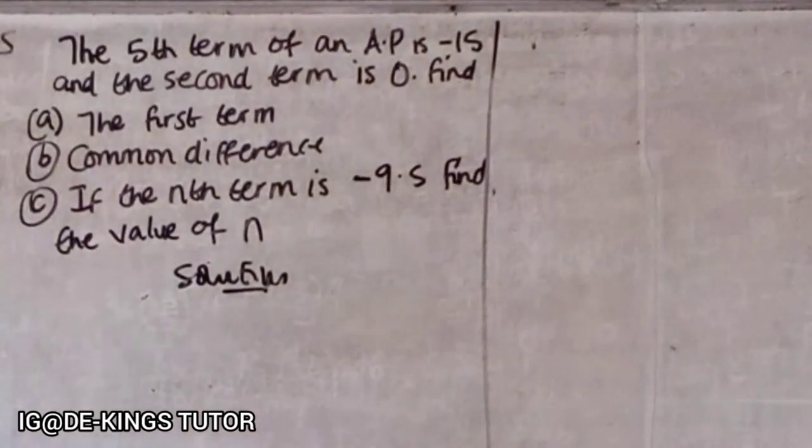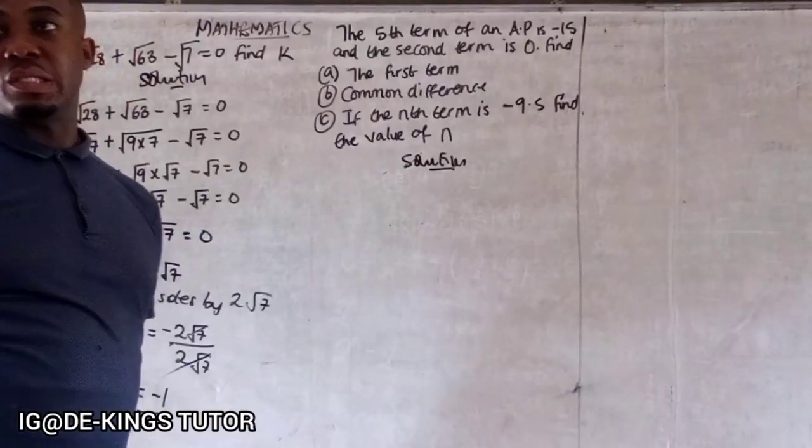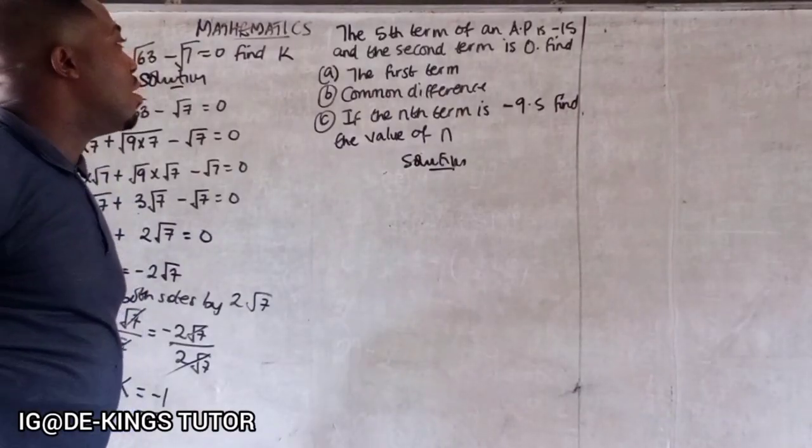The fifth term of an AP is minus 15, and the second term is 0. Find A, the first term, B, the common difference, C, if the nth term is minus 9.5, find the value of n. We have done sequence and series, right? Okay.